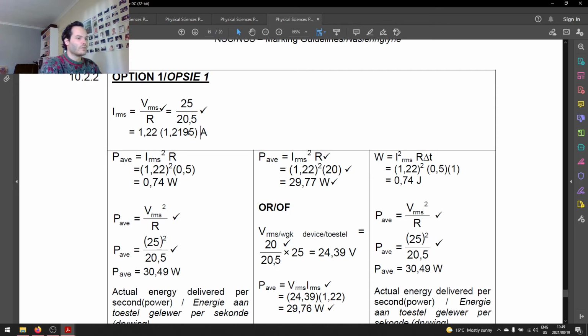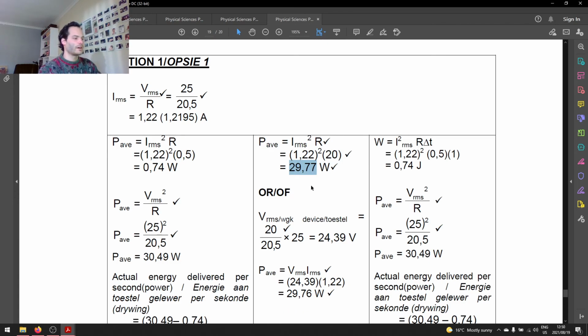From there, ignore the equations on the left-hand side and the right-hand side. They're a bit unnecessary. We're just looking at this first one here. I've got the current through the device and I've got its resistance. I say average power is equal to my RMS current squared multiplied with my resistance. That's one of my power equations. So I take my current, 1.22, and I square it, and then I multiply that with the resistance of the resistor, which is 20 ohms, and that gives me 29.77 watts. All right. I hope that that's clear to everyone.